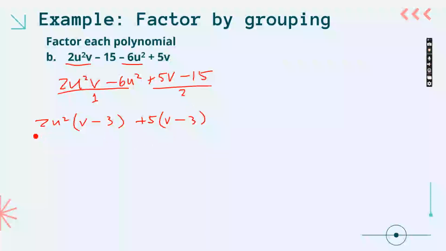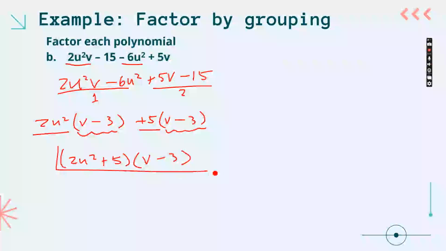Same thing. We notice, and we want to probably group up these two outside terms, our 2u squared plus our 5 here, alongside its common factor, which in this case is v minus 3. This would then give us our factored version of our four-term polynomial, 2u squared v minus 15 minus 6u squared plus 5v.